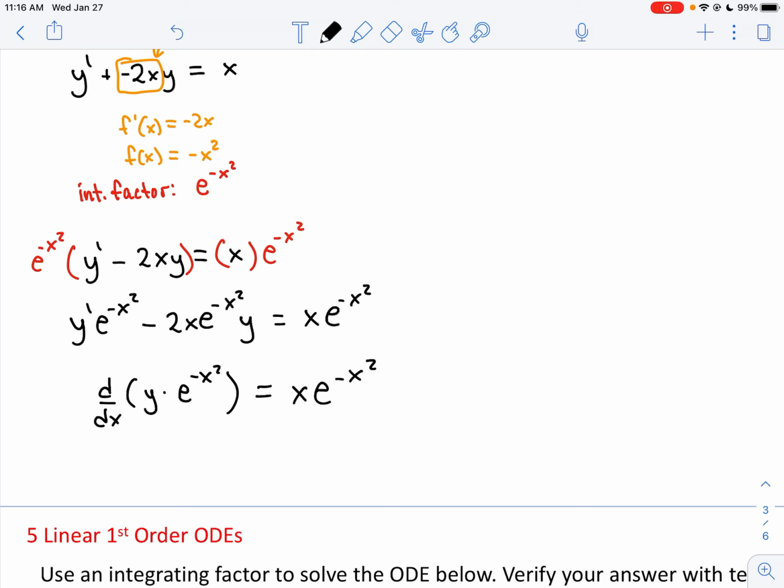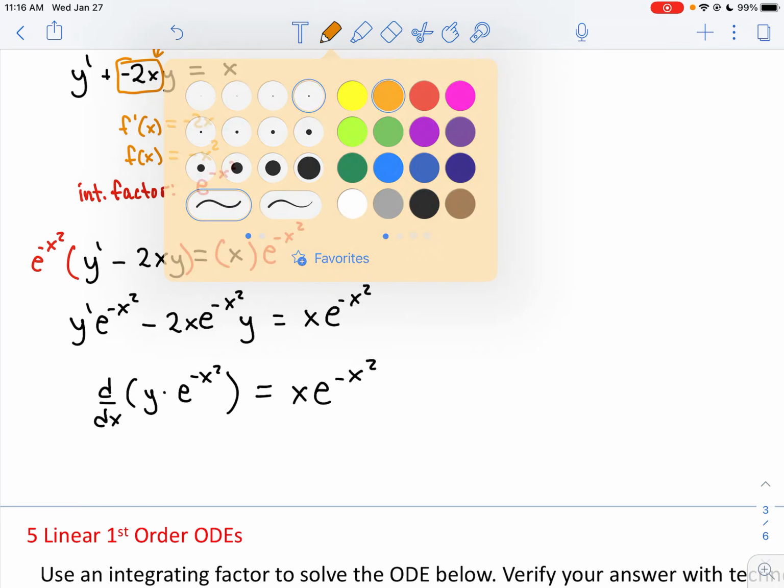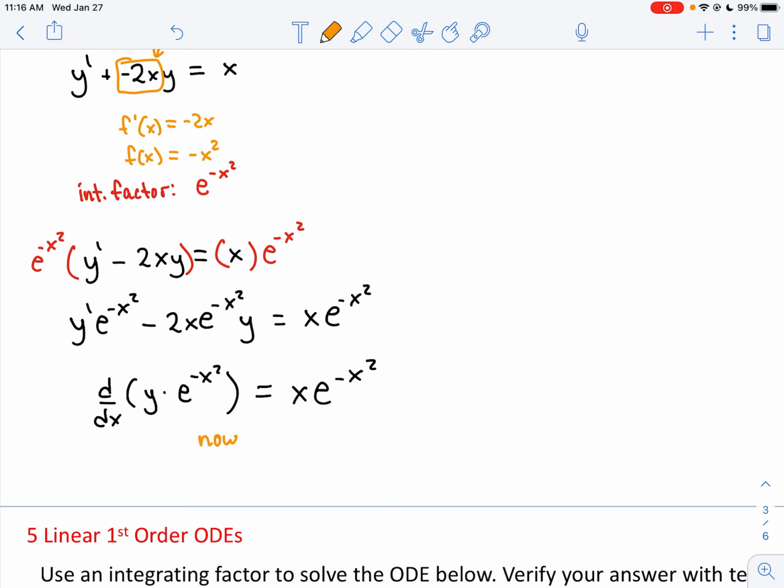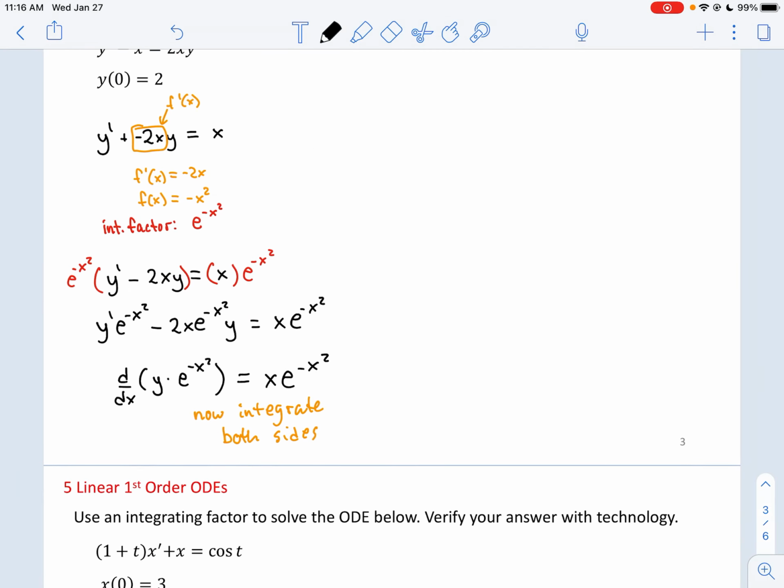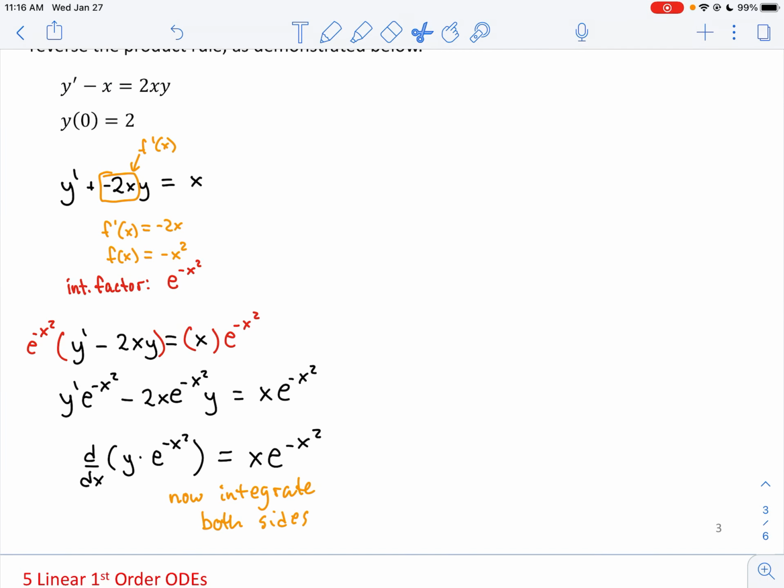Okay, once you get to this point here, then you simply integrate both sides. So now we're going to integrate both sides. And I'll put our work up over here in our space. When you anti-differentiate a derivative, when you integrate a derivative, they just cancel each other and you get that product. You get y times e to the negative x squared.